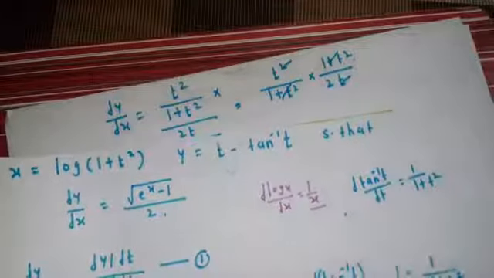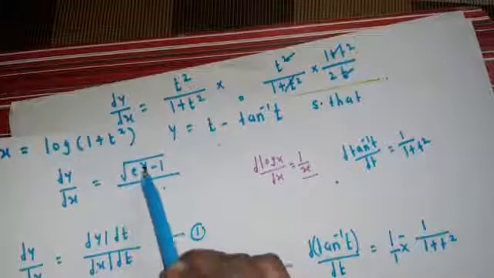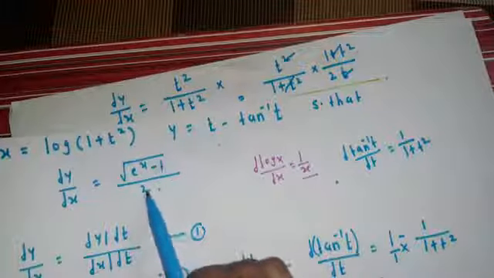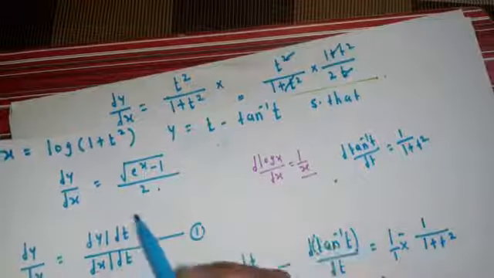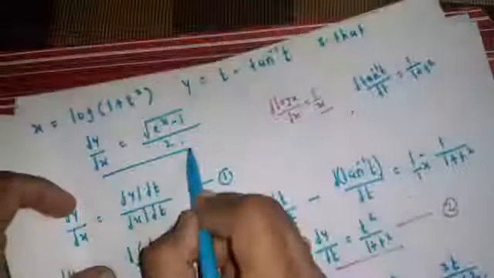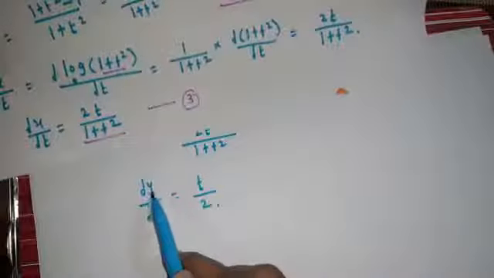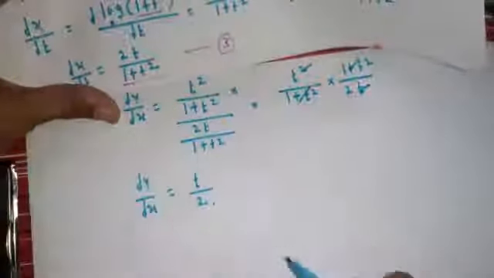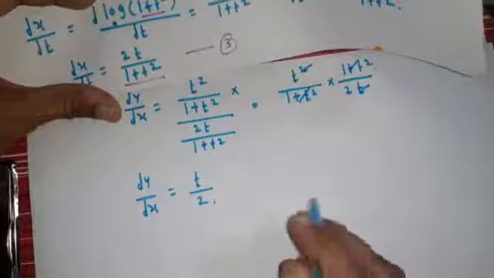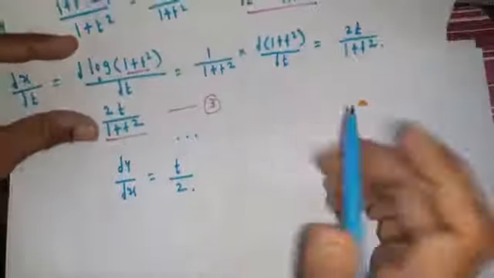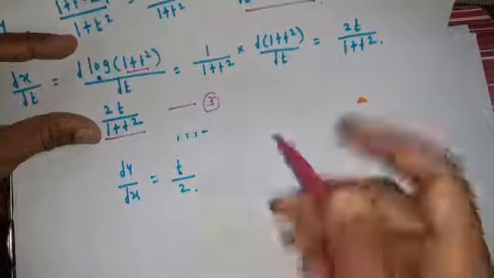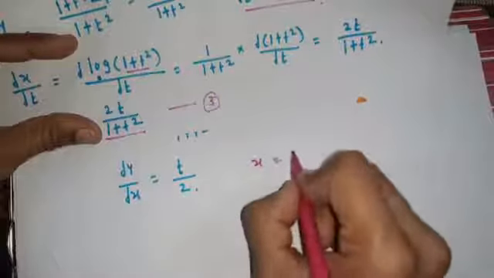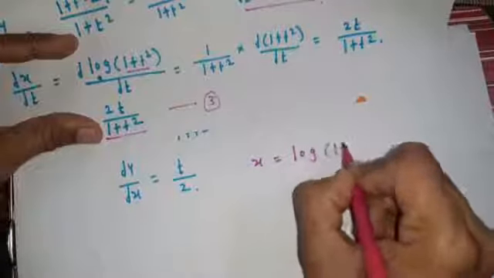But students, what is the problem? We have to show that dy by dx is equal to square root of e raised to x minus 1 upon 2. We have to prove this, but actually our dy by dx is t upon 2, so by making some adjustment we have to prove it. What adjustment is there? See, what is the value of x? We have given that x is equal to log of 1 plus t square.